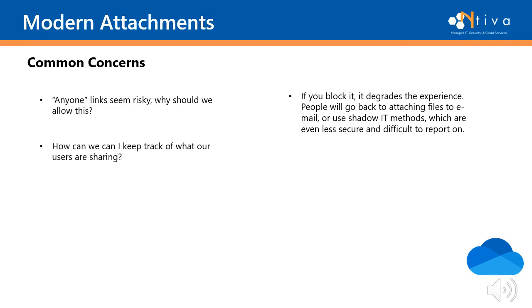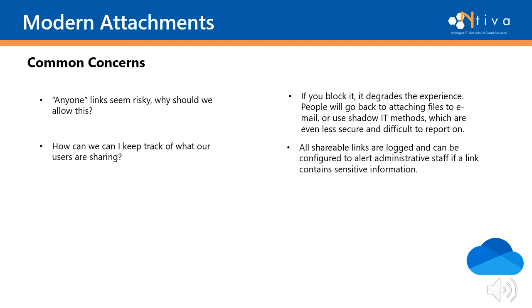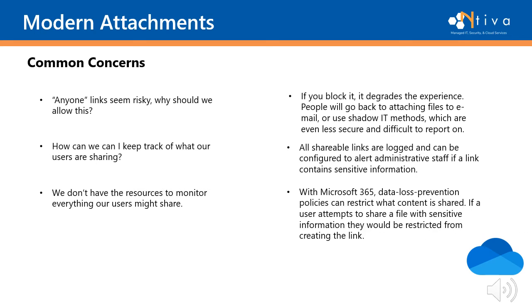What about keeping track of shared links? Well, all shareable links are logged and can be configured to alert administrative staff if a link contains sensitive information or violates your data sharing policy. Lastly, if you're concerned about what it would take to monitor this feature, Microsoft 365 has an automated solution. We can create data loss prevention policies that will prohibit users from sharing data that is classified as sensitive. These policies can apply to all your data stored in the cloud.